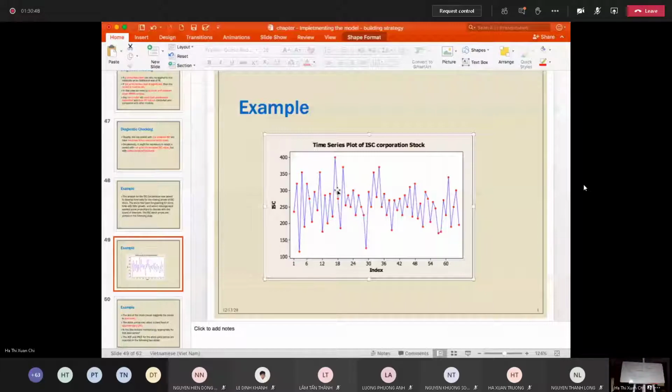Who can let me know whether that is stationary or non-stationary? Everyone, is that stationary or non-stationary? Look at the sharing slide.